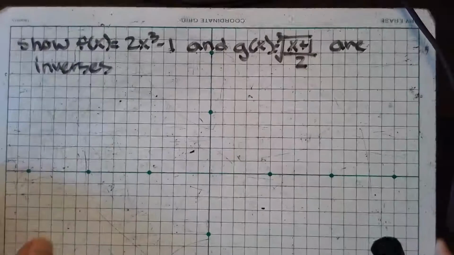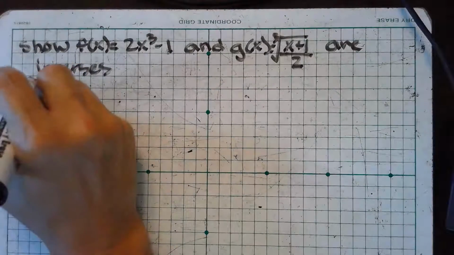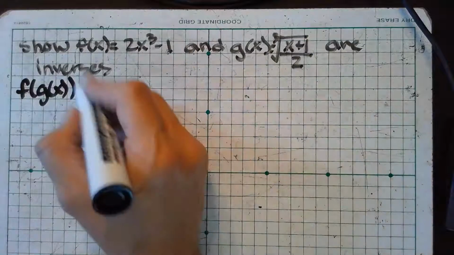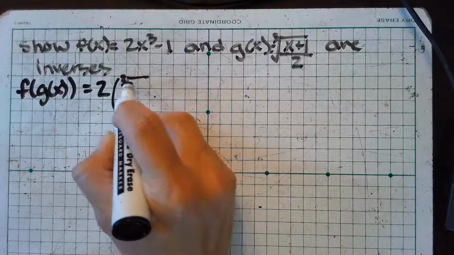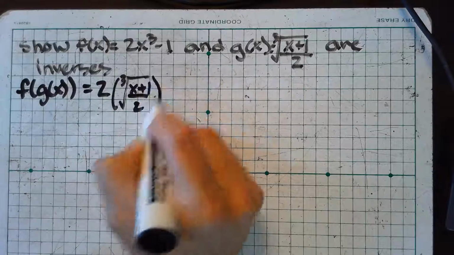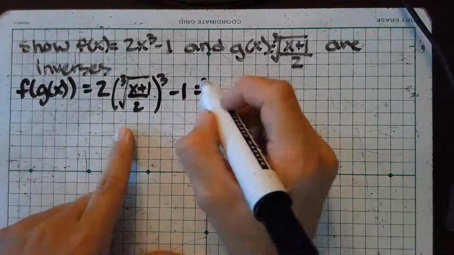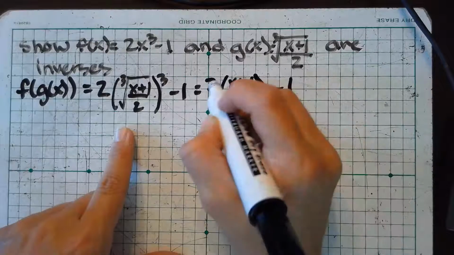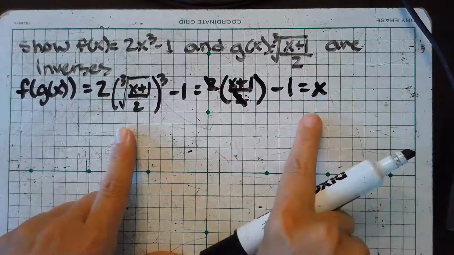All right, so here we want to show that these are inverses. To show that, when we do the composition f of g of x, we're putting g inside, so it's 2 times the cube root of x plus 1 over 2, and then it gets cubed minus 1. It's supposed to equal x. When I cube this, I get 2 times x plus 1 over 2, minus 1. Well, the 2's cancel, and I'm left with x plus 1 minus 1. All right, so far so good.